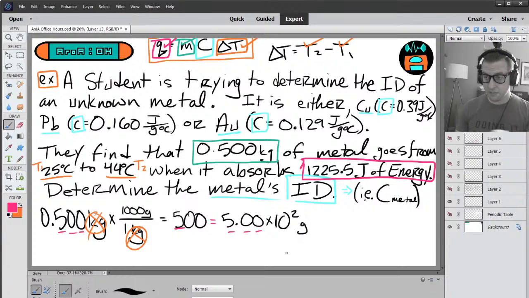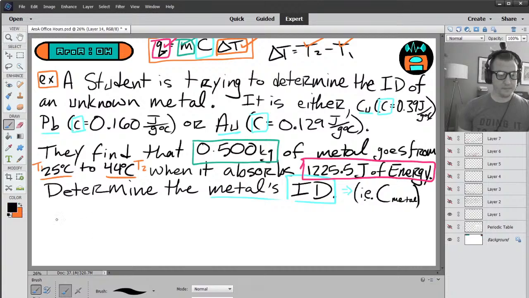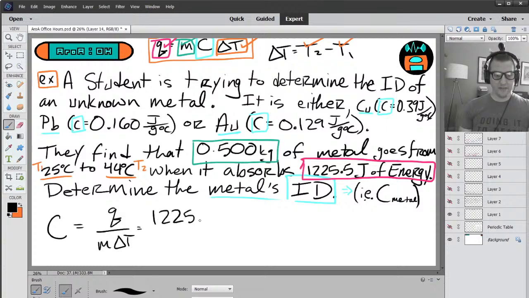All right, and now let's plug this into our derived equation and see what we come up with. We've already solved for specific heat capacity is equal to the energy absorbed over mass times delta T. We absorbed 1,225.5 joules of energy. We're dividing by 5.00 times 10 to the second grams times 19 degrees Celsius.